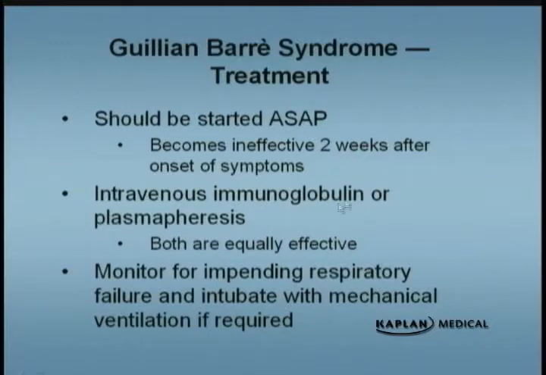Intravenous immunoglobulins and plasmapheresis are equal, but they are not additive, not multiplicative. Monitor for impending respiratory failure. The monitor is pulmonary function tests. You intubate when there's a decreased forced vital capacity. That's what we mean by monitor.